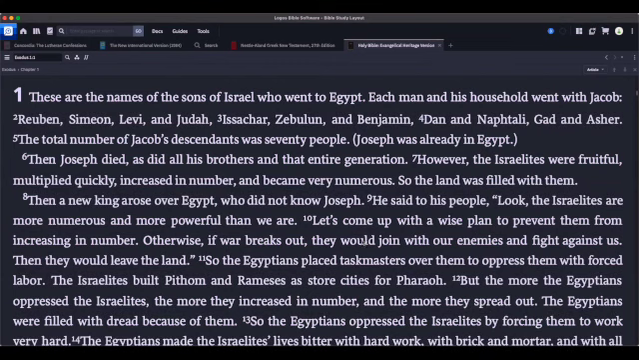Exodus chapter 1 is where we're picking up. And I guess we'll just start reading at the top of page 40 in your workbook. That gives you a little bit of the background.